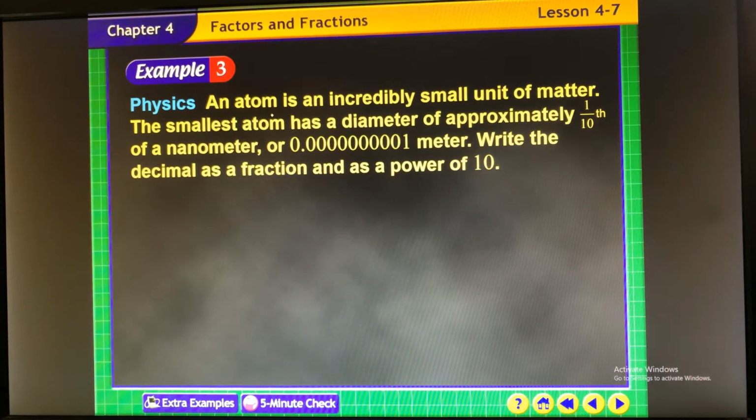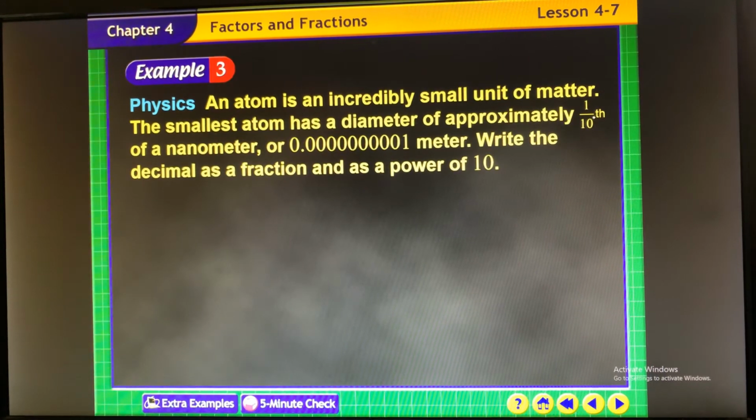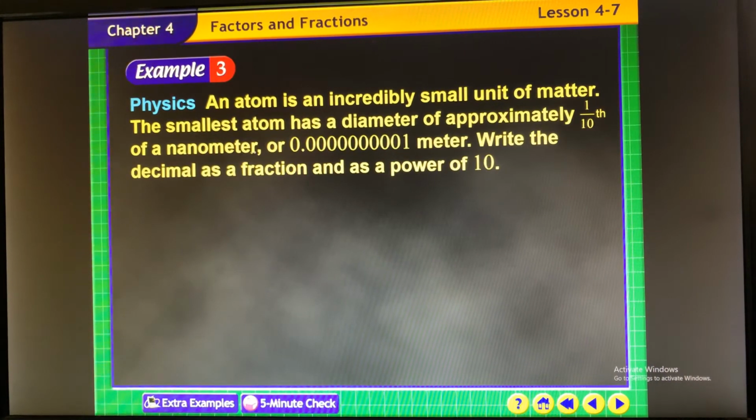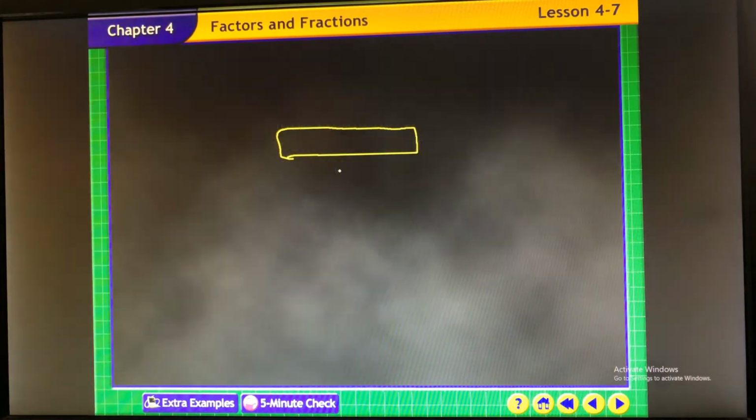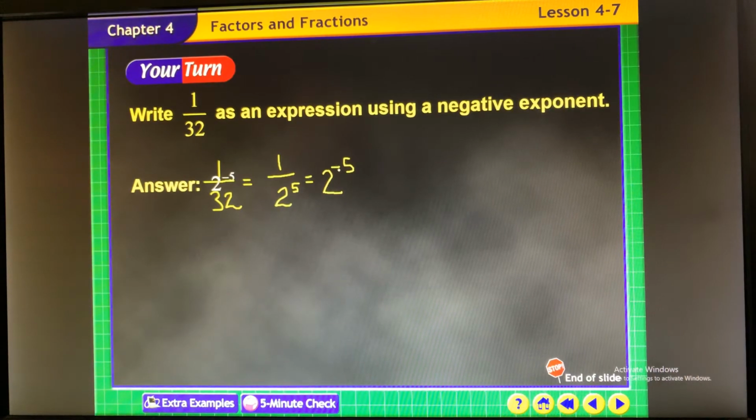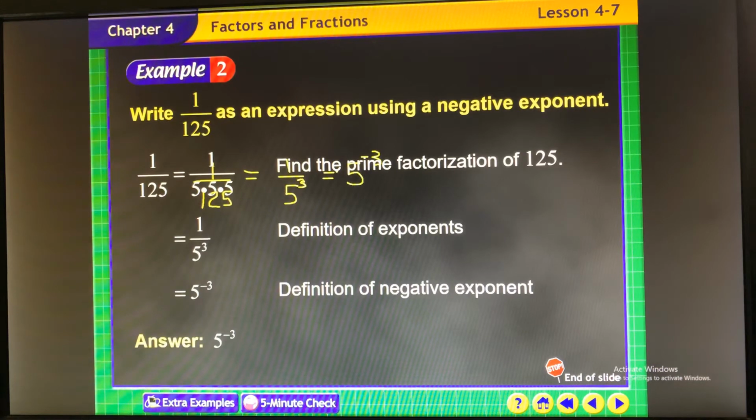An atom is an incredibly small unit of matter. The smallest atom has a diameter of approximately 1/10 of a nanometer, or this very small number. So what I want you to do is write this decimal as a fraction and as a power of 10. So remember, negative exponents make fractions. It's another way for us to represent a fraction.